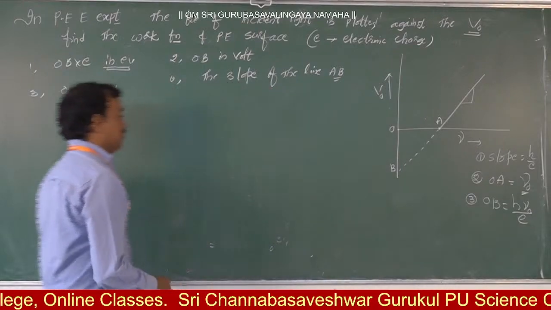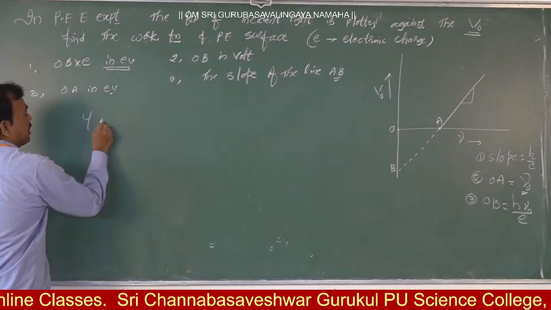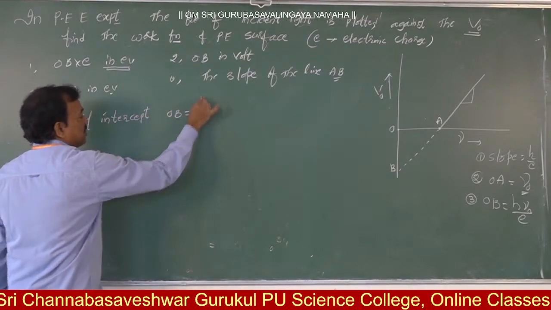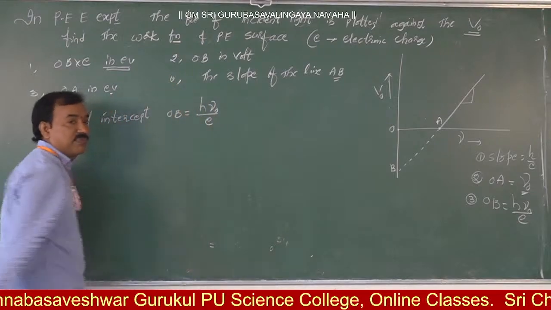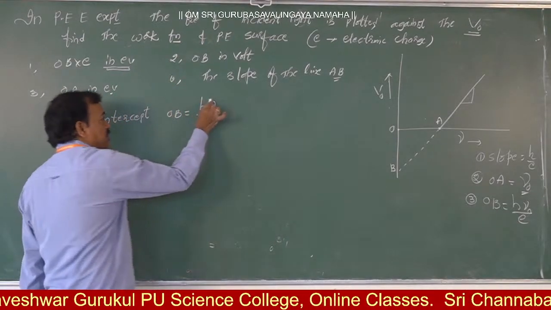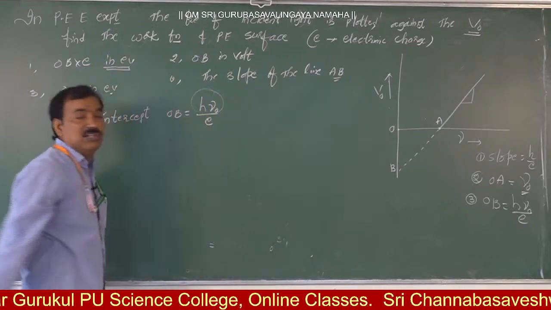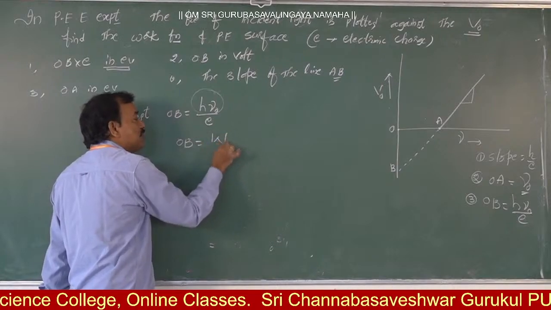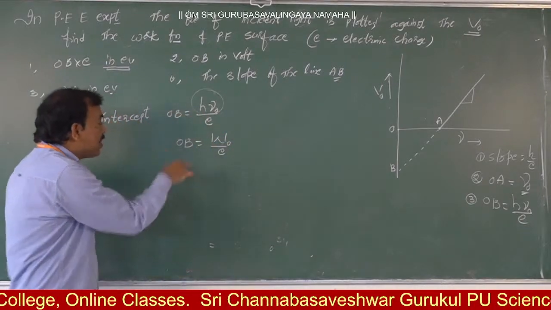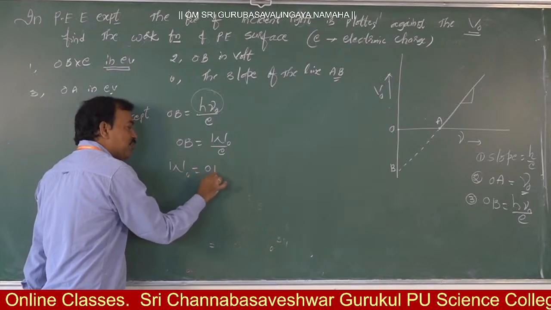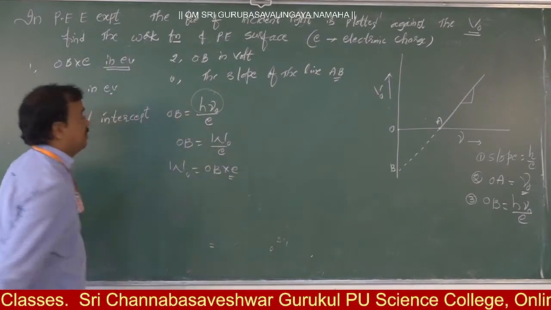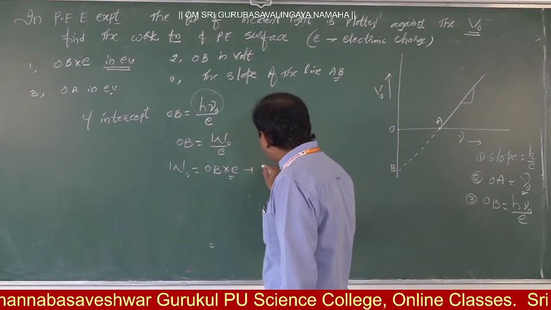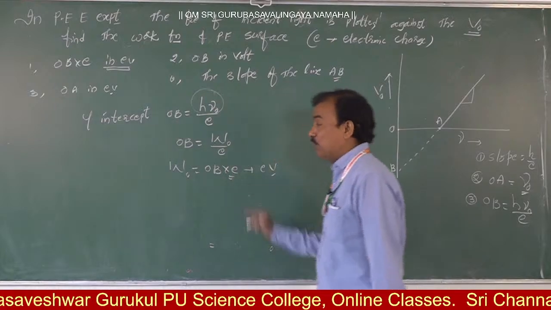So the y-intercept OB is h nu naught by e. In this question, h nu naught is the work function of the given metal. So OB is equal to W naught by e. What is the equation? W naught is equal to OB into e. Check the options here. The first option is OB into e. The unit of work function is also electron volt. Yes, please note this down.